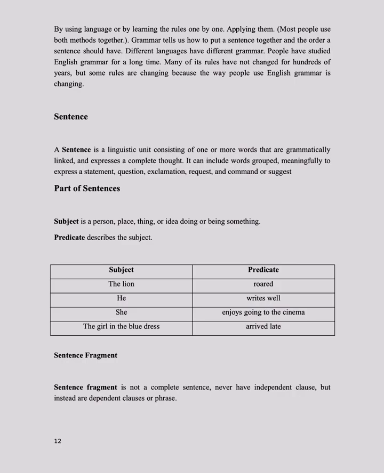Subject: the lion, he, she, the girl in the blue dress. Predicate: rode, rides well, enjoys going to the cinema, arrived late. The lion rode. He rides well. She enjoys going to the cinema. The girl in the blue dress is the subject. Arrived late, that's the predicate.